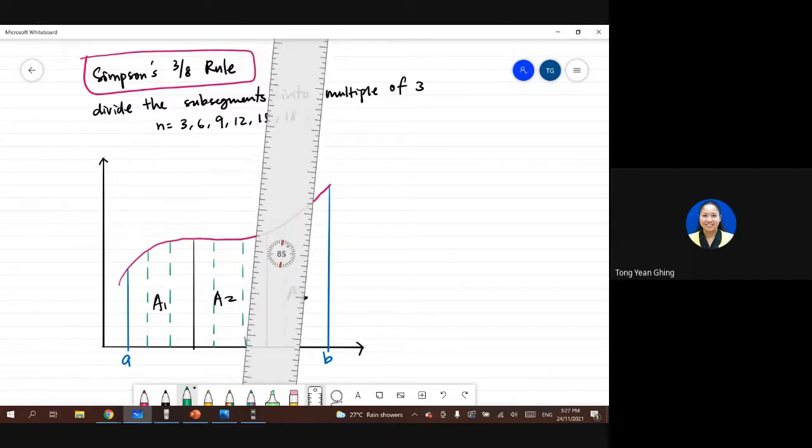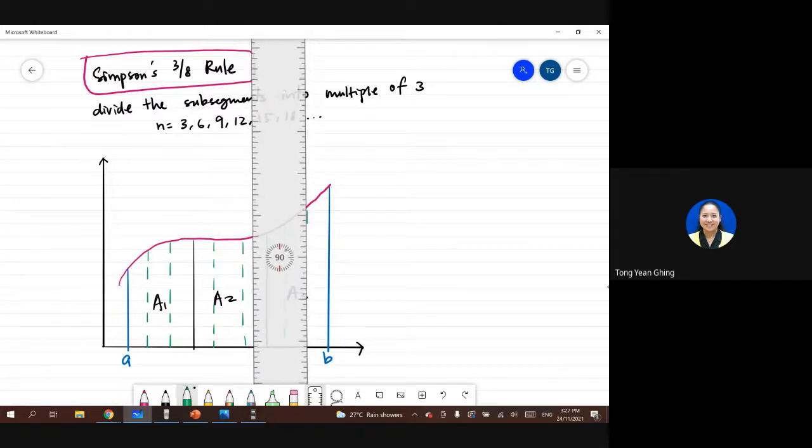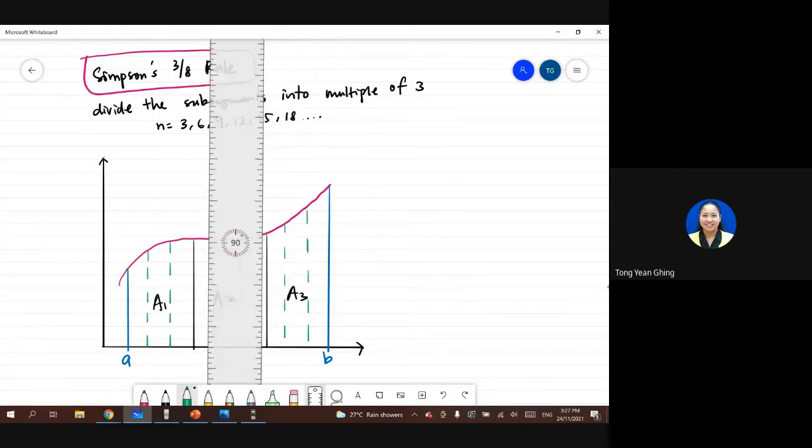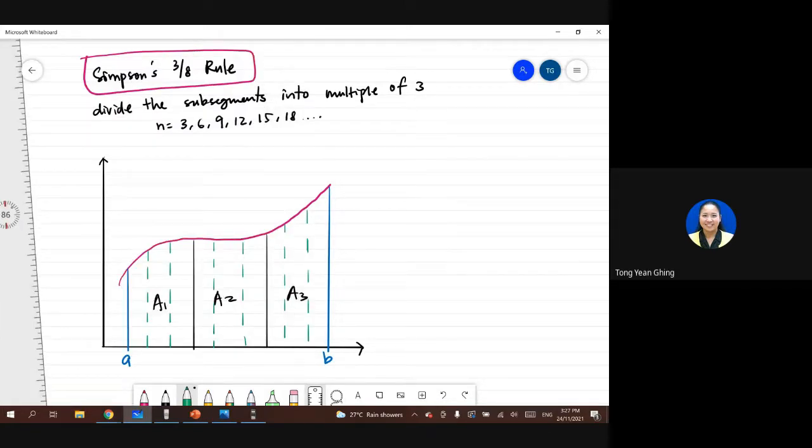Tadi pecah kepada 2 saja. Even number saja. Now is 3. Okay. Semua tu akan pecah kepada 3. Let's say here, this is x0, this is x1, x2, x3, x4, x5, x6, x7, x8, x9. So ini dia punya value lah, fx0 lah kan. Okay, so here this is fx9. So here fx6, here fx3.